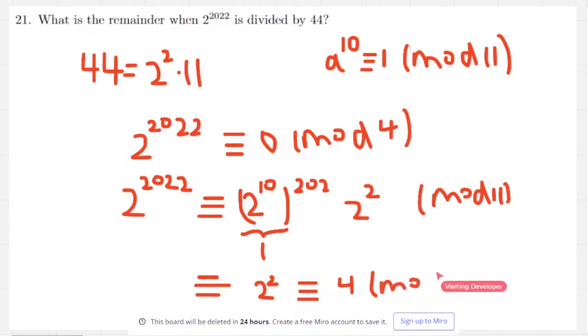And so now we know that 2 to the 2022 is congruent to 0 mod 4, and it's also congruent to 4 mod 11. And if we combine these two facts, this tells us that 2 to the 2022 is congruent to 4 mod 44, since this is congruent to 0 mod 4 and 4 mod 11. Yeah, so that's basically your answer. The answer is a remainder of 4.